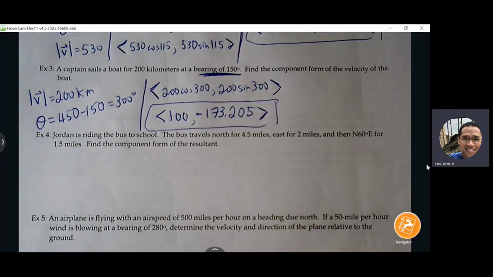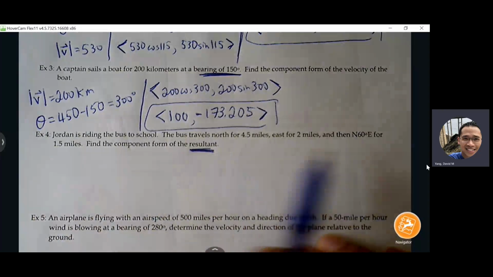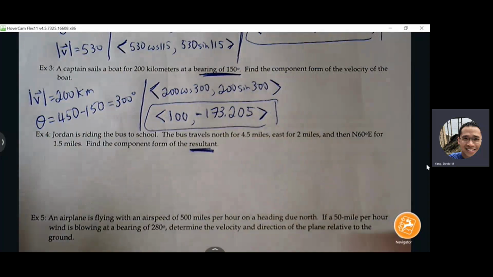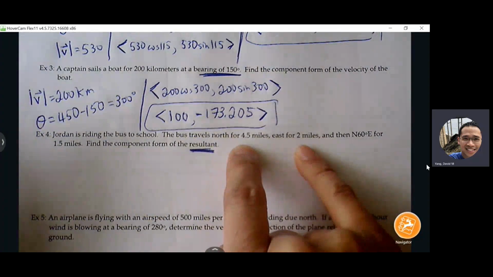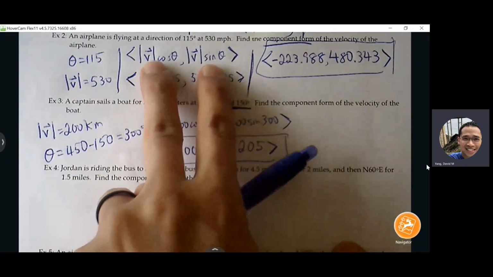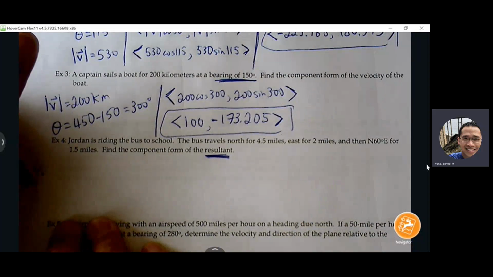Right, so before, Jordan is riding the bus to school. The bus travels north for 4.5 miles, east for 2 miles, and then north 60 degrees east for 1.5 miles. Find the component of the resultant. So resultant means I'm going to do what with each of these vectors? Add them, yep. So let's create three vectors. The north and east will be easy. And then anything that is at a diagonal direction, we have to involve sine and cosine. So I'll call these vector one, vector two, and vector three.